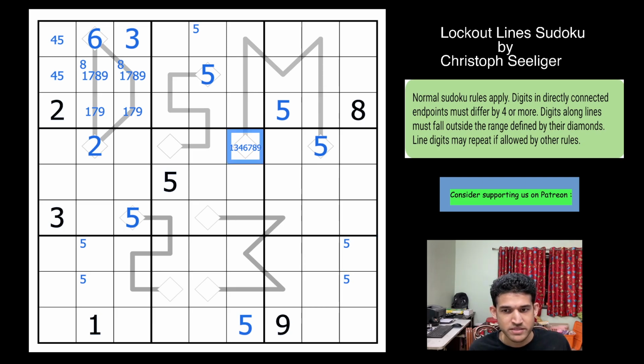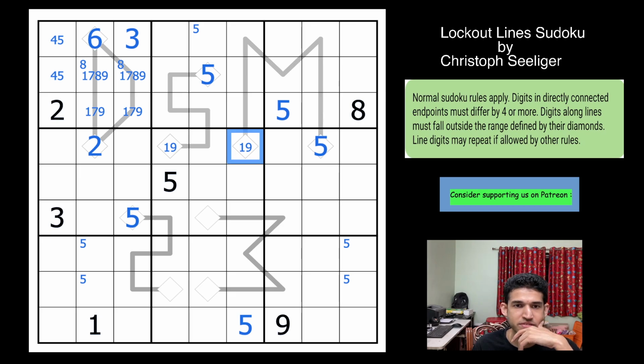Okay, now this means that these 2 diamonds must be a 1-9 pair. You got 5 on the other side, so this must be a 1-9 pair. So the moment we figure out which one is 1 and which one is 9, we'll get a lot of digits.